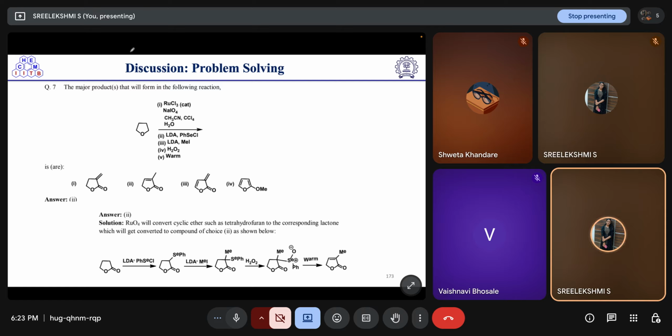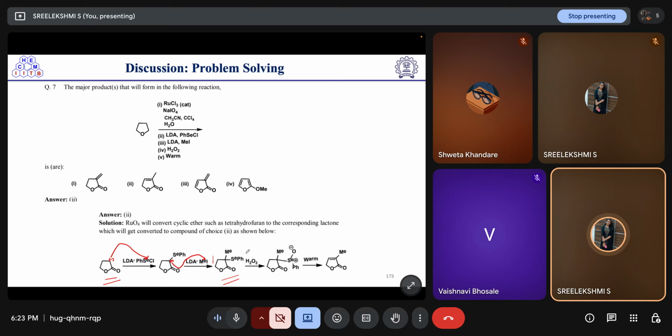I will show. So what is happening? This is the first step, in which we know the lactone is forming. Then LDA will abstract a proton from this center, which will attack the selenium. Chloride will leave to form this intermediate. Then again LDA will abstract another proton from this center, which will attack this methyl. Iodine will leave to form this compound.